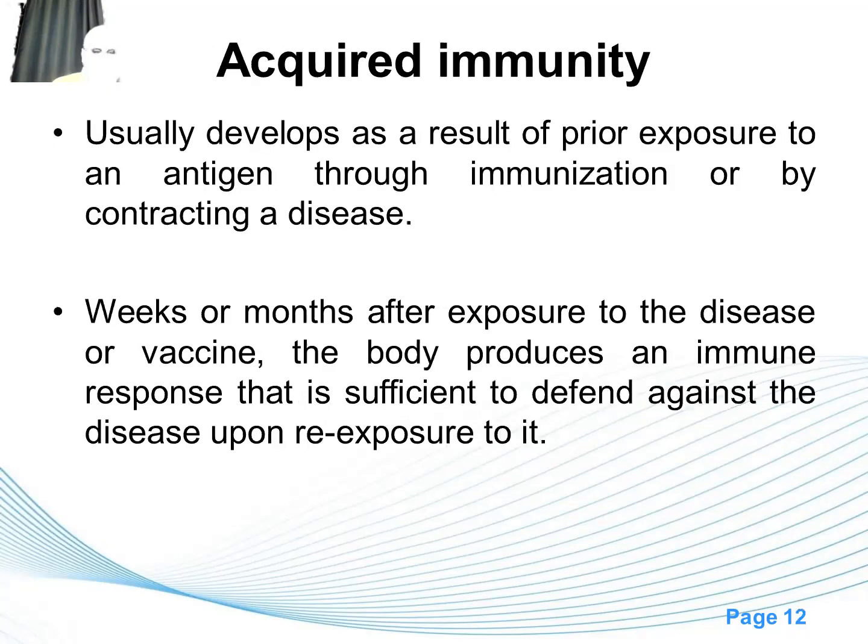So the other one is acquired immunity. The acquired immunity develops as a result of prior exposure to antigen through immunization or by contact with diseases, like COVID immunization and contact diseases like chickenpox and measles. The subsequent cases are not as severe as the previous one. So weeks or months after the exposure to the disease or vaccines, the body produces an immune response that is sufficient to defend against the disease upon re-exposure.